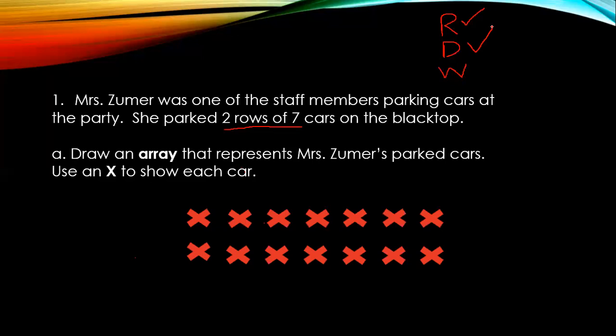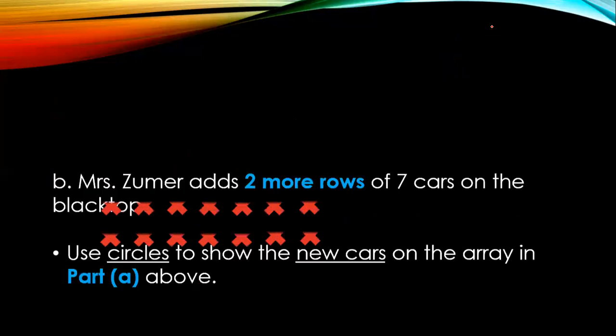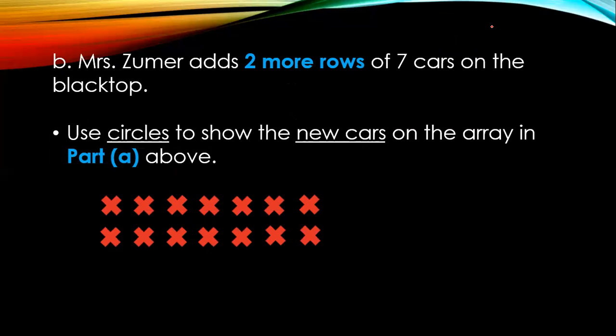Thinking about that question earlier with models helping us to, or an array in particular, helping us to solve multiplication problems. Are you seeing how this could probably help us solve anything yet? Ms. Zoomer adds 2 more rows of 7 cars on the blacktop. We're going to use circles to show the new cars on the array, like in part A, which I have pasted here for us. This is what we finished with in part A. And now Ms. Zoomer adds 2 more rows.